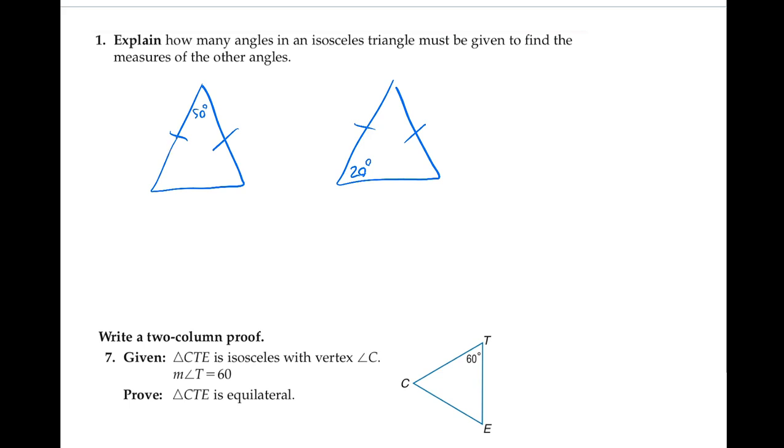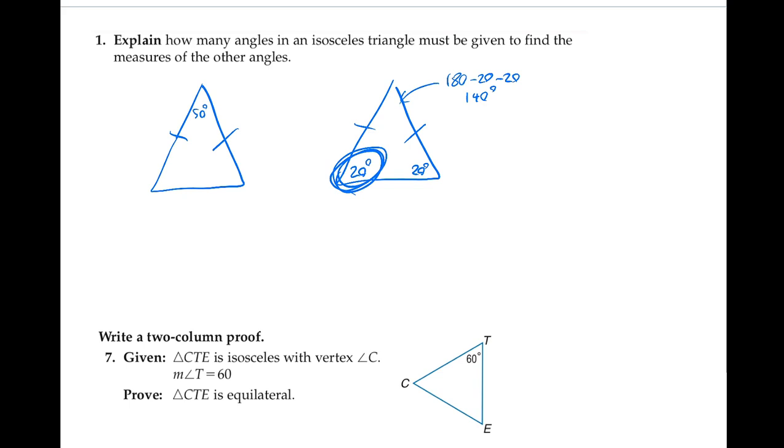Let's do it. In the right one, it's a little easier. These two sides are congruent, so the angles opposite them are congruent. So now we have this is 20 degrees. The triangle adds up to 180, so this top angle is just 180 minus 20 minus 20, which is 140 degrees. So using just one base angle, we could solve for any other angle.